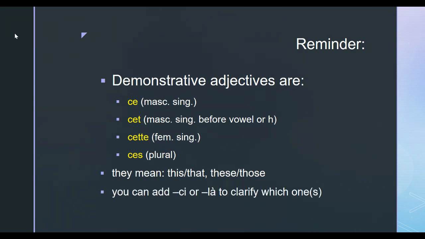Okay, and remember, you can add -ci or -là to clarify which one or which ones you are talking about, like ce livre-ci and ce livre-là. Okay, you put the -ci and the -là on the end of whatever you're talking about.